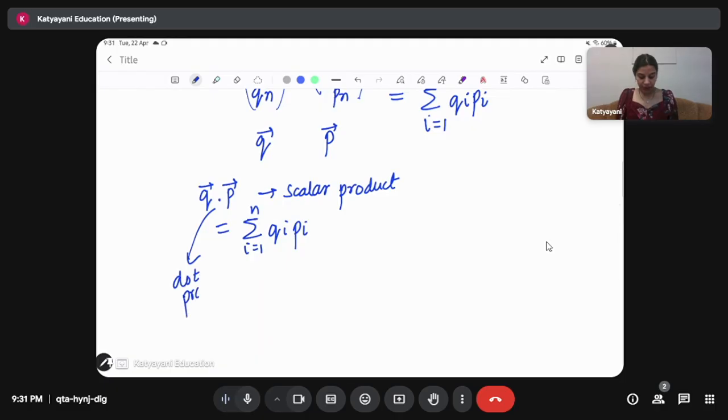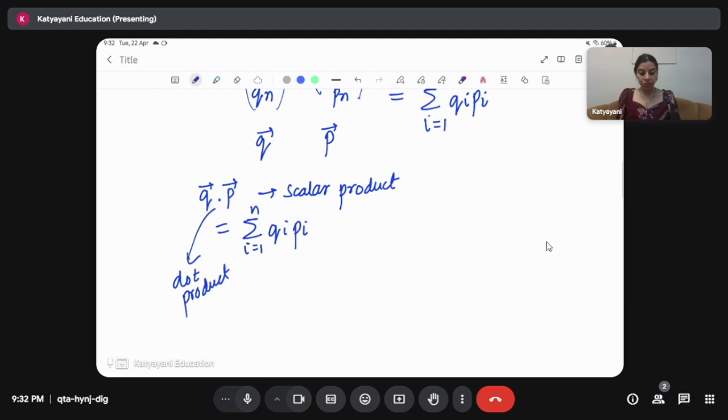It's very easy to see why it's called the dot product, because there is a dot in between. So the scalar product is sometimes also called the dot product of two vectors. Wherever we have to find the products and then add those products, we can use the concept of the scalar product in that particular case.